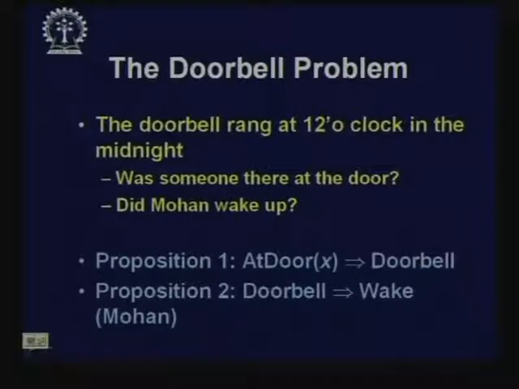Now, if we place the propositions in the logic form that we have already seen: at door X, that means if someone is at the door, then he rings the doorbell. And there is another proposition: if there is a doorbell, then that wakes up Mohan, so wake Mohan. So, these are the two propositions. If someone is at the door, then he rings the doorbell. If the doorbell rings, that wakes up Mohan.